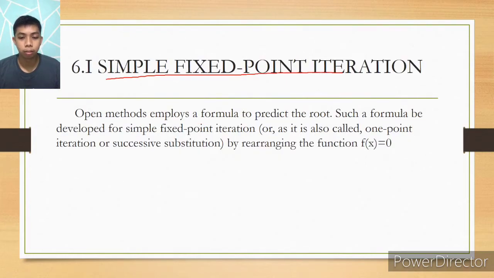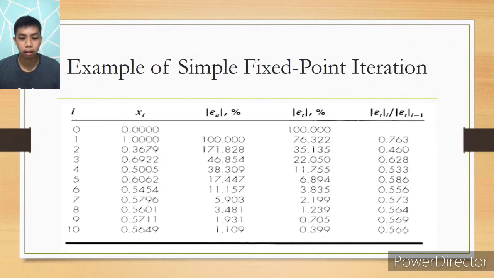Simple fixed-point iteration. Open methods employ a formula to predict the root. Such a formula can be developed for simple fixed-point iteration, also called one-point iteration or successive substitution, by rearranging the function f(x) = 0. So this is the example of iteration calculation.